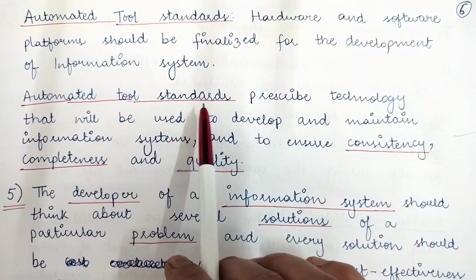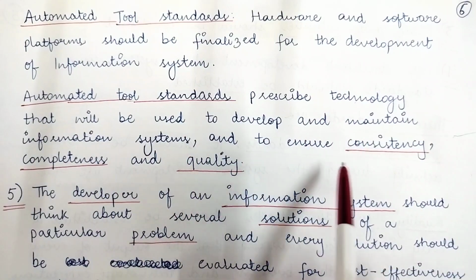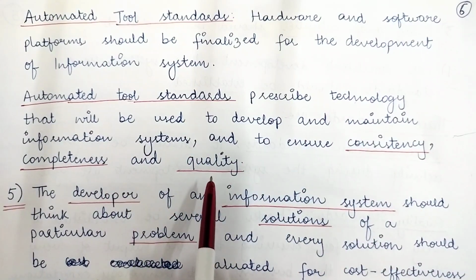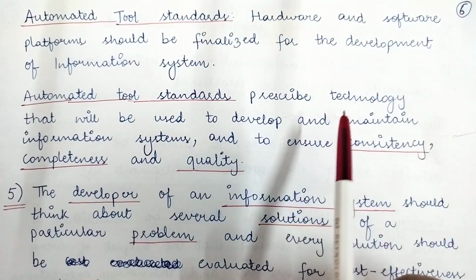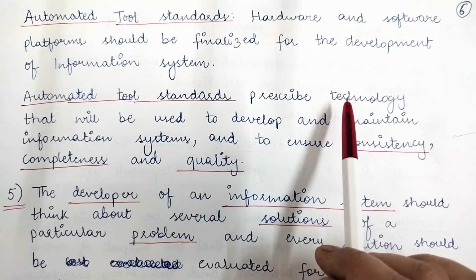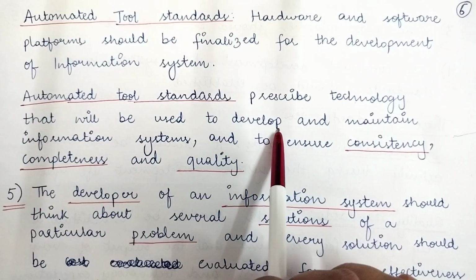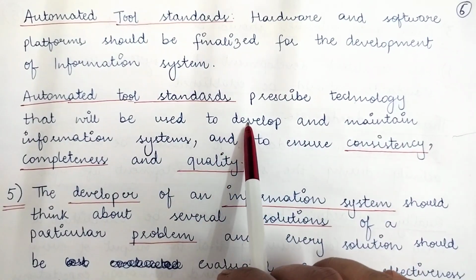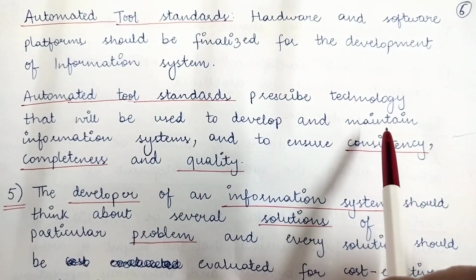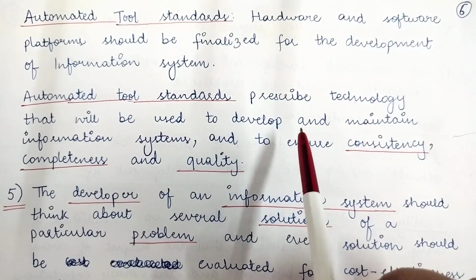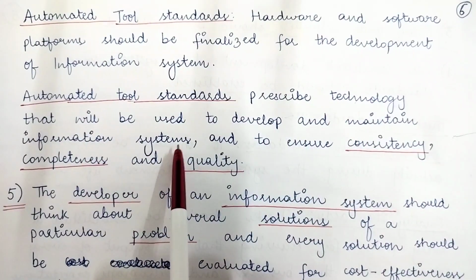Then the automated tool standards basically prescribe technology that will be used to develop and maintain information system and to ensure consistency, completeness and quality. When you stick to one particular kind of hardware and one particular kind of software, basically it will prescribe the technology that you will be using throughout to develop and maintain the information system. Developing is one thing and maintaining is another. Development is one time thing, but maintenance is an ongoing thing. So even for maintaining the system, the same hardware or software will be used to maintain the information system.